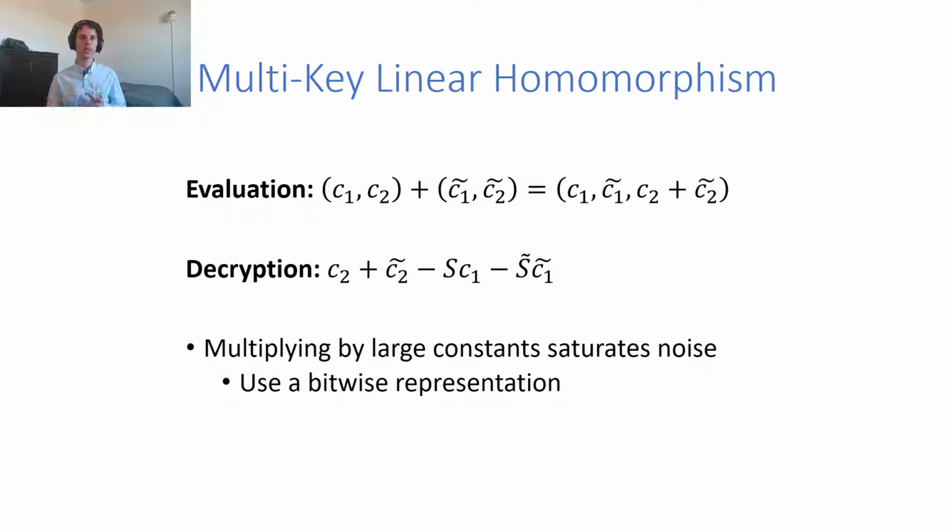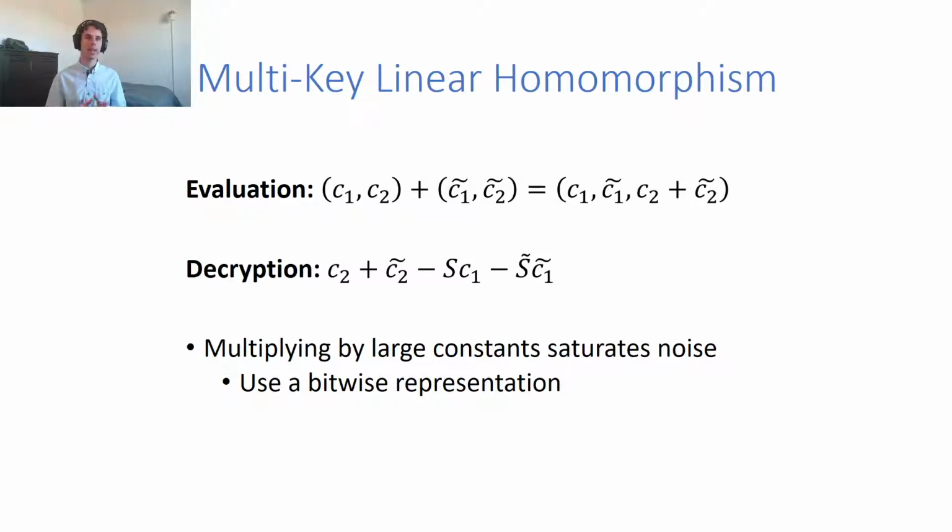For the linear homomorphisms, there are two pieces. First, we need to get an additive homomorphism between two different ciphertexts which are encrypted with the same key, or with different keys. And our observation here is if we keep the first component of each of the ciphertexts, we can combine the second component. Then decryption will simply be to take that combined second component and subtract the respective first components times their respective secret keys, similarly to the regular decryption process.